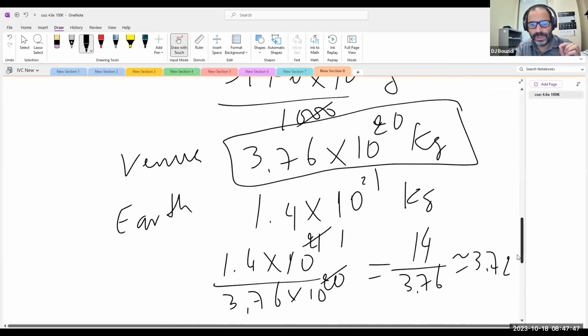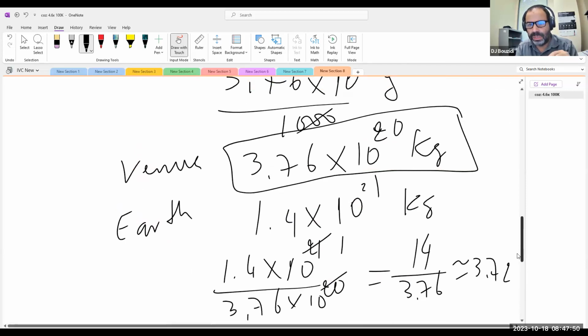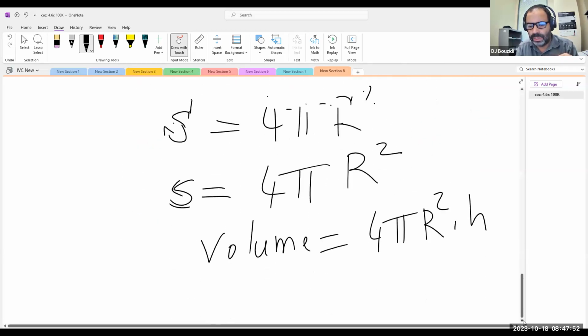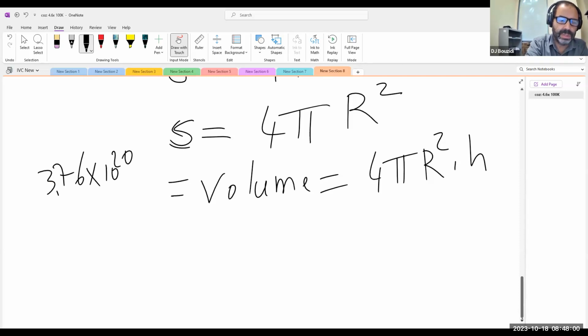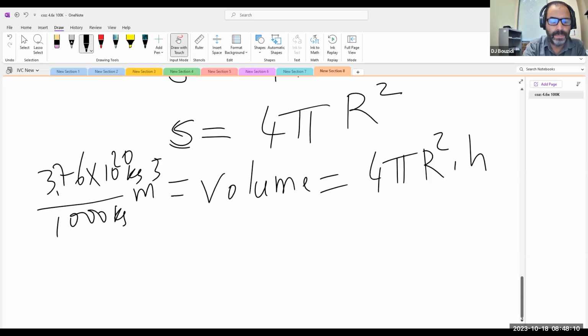So the actual volume of the water is going to be 3.76 times 10 to the power 20 kilograms divided by 1,000. If I divide it by 1,000, now I'm going to get it in cubic meters, because each kilogram is this many cubic meters. So the kilogram cancels the kilogram and the cubic meter goes upstairs. So the point here is I have how much volume of water there is.